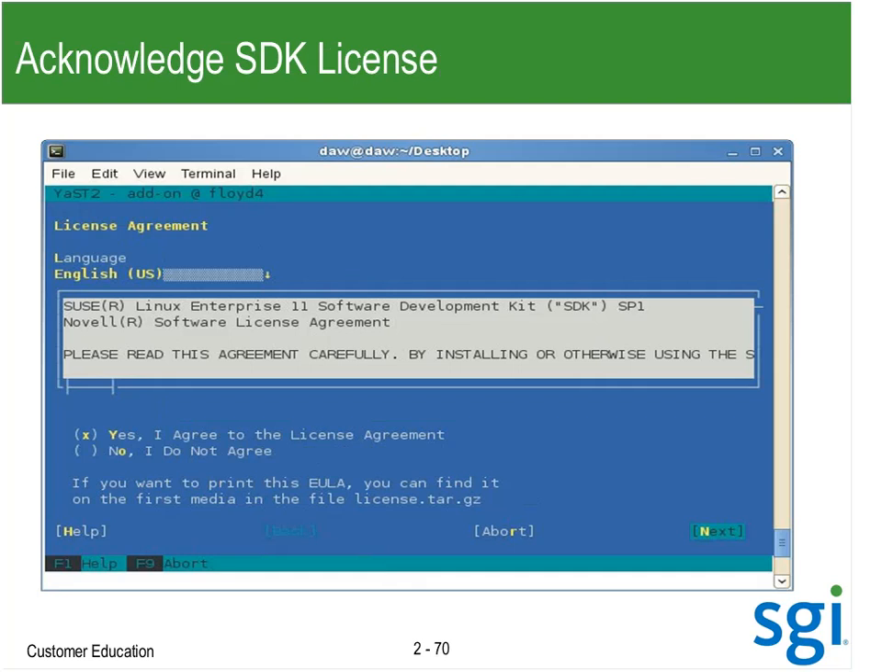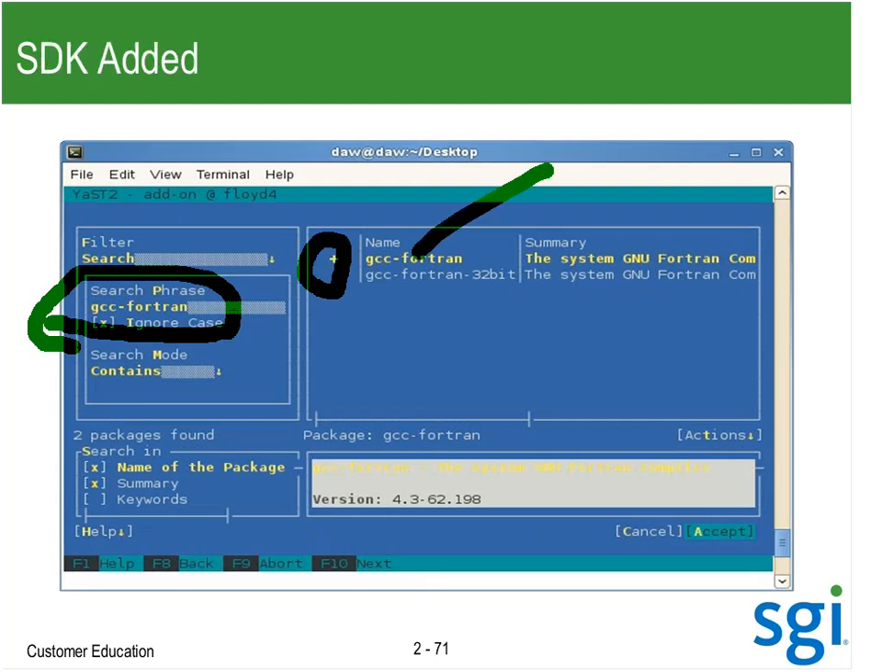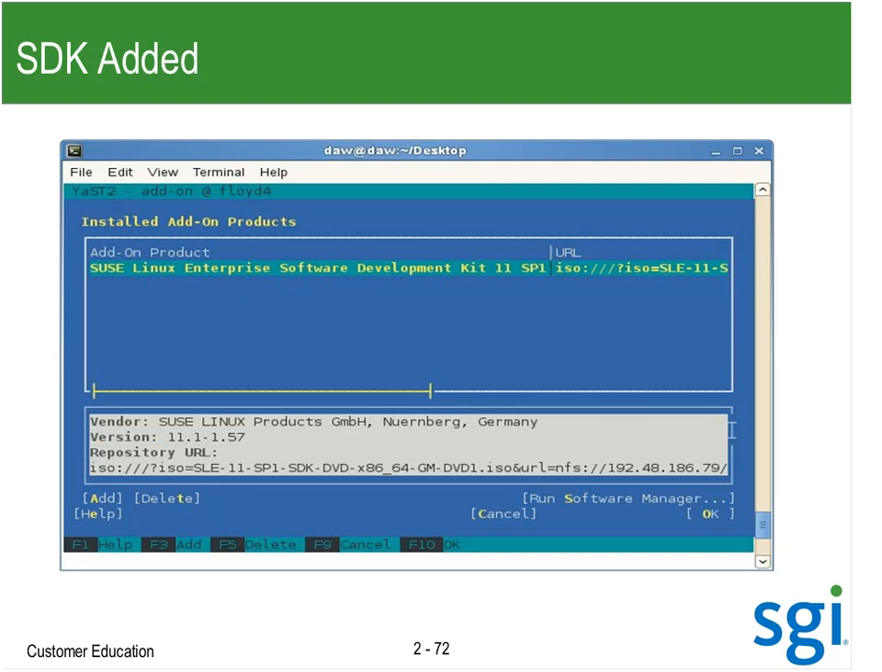So when I loaded SDK, it then prompted me for a license agreement. I selected it and went to next. And in here now, I am going to search for GCC Fortran, tab over, hit a space bar, and get a plus sign to select installing that. And now I can see that the SDK has been added here with a path and everything too.